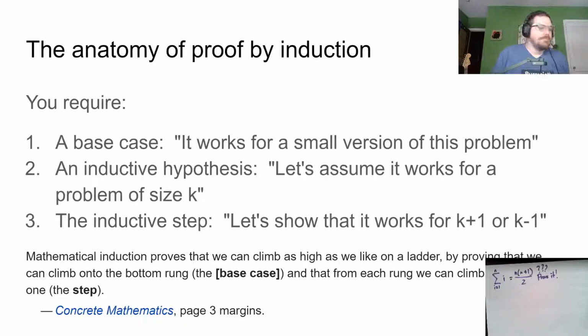So mathematical induction, this is from Concrete Mathematics. Mathematical induction proves that we can climb as high as we like on a ladder by proving that we can climb onto the bottom rung, which is our base case, and that from each rung we can climb up to the next one, right? So we're showing I can get on the ladder, and then we could show at any rung that I'm on the ladder, I can step up one more rung to keep going.